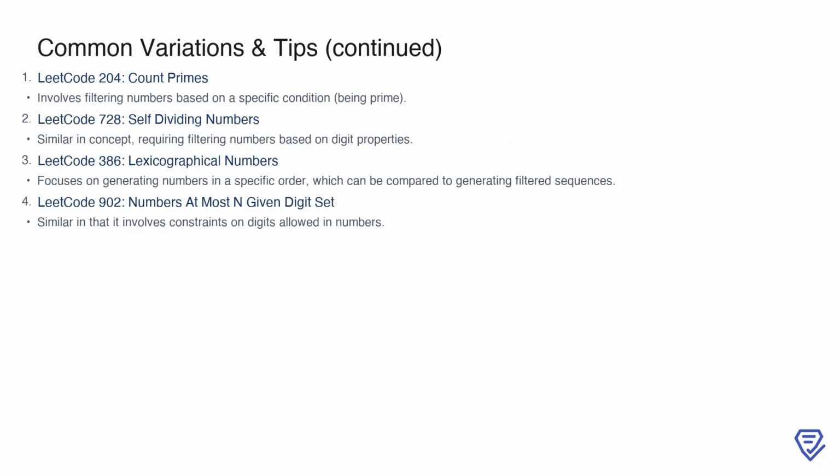This problem shares similarities with several other LeetCode challenges. For example, LeetCode 204, Count Primes, involves filtering numbers based on a condition, much like filtering out those containing the digit 9. LeetCode 728, Self-Dividing Numbers, requires checking properties of individual digits, which is conceptually similar. LeetCode 386, Lexicographical Numbers, focuses on generating numbers in a specific order, comparable to generating a sequence while skipping certain values. Finally, LeetCode 902, Numbers at Most N Given Digit Set, involves constraints on allowed digits, which aligns closely with the logic of skipping numbers based on digit restrictions.